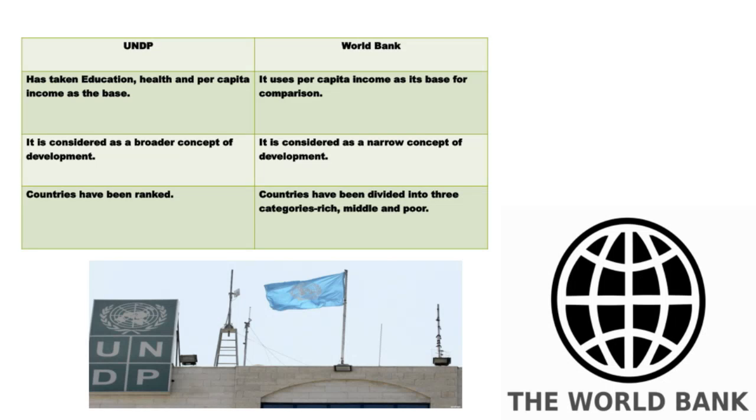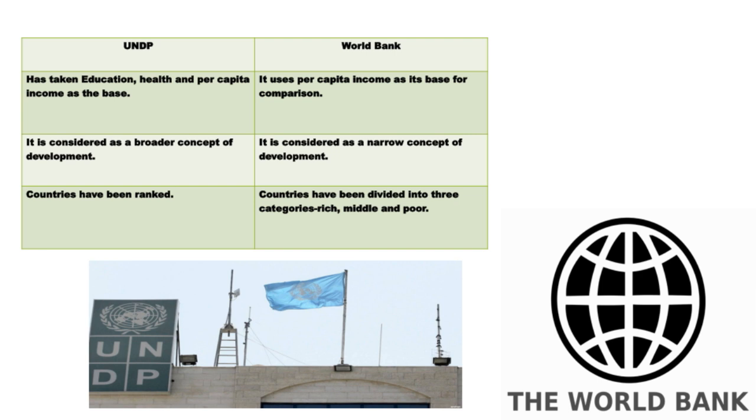Let's take a closer look at this comparison between the UNDP and the World Bank. The UNDP uses a broader approach to measuring development by considering factors like education, health, and per capita income. This means they're looking at multiple dimensions that contribute to a country's overall well-being.